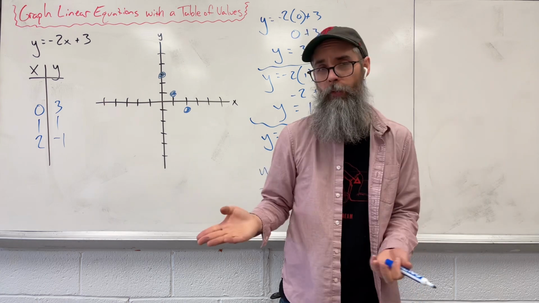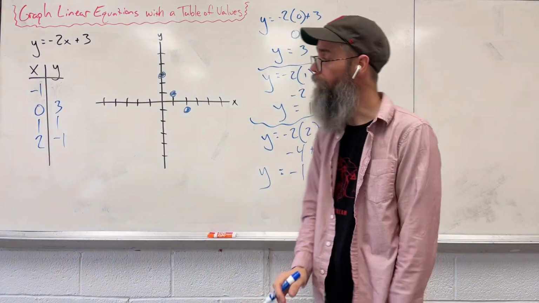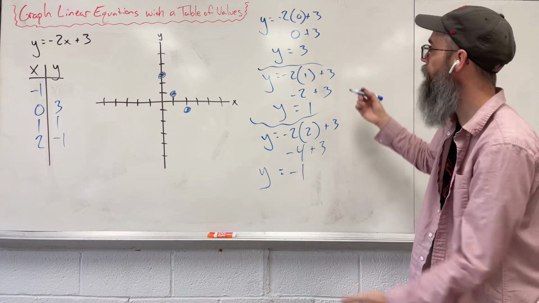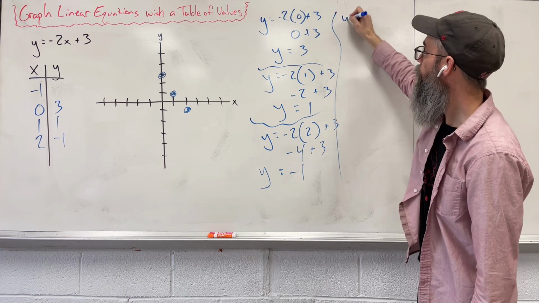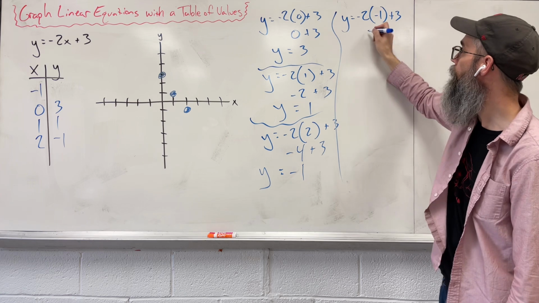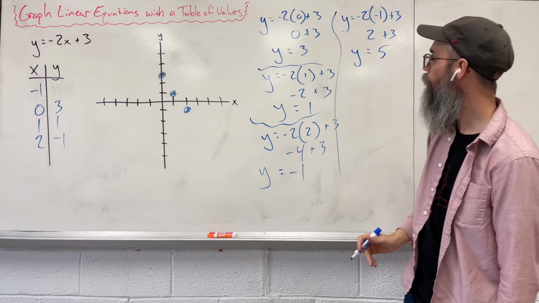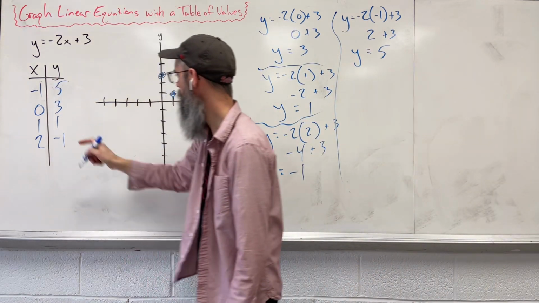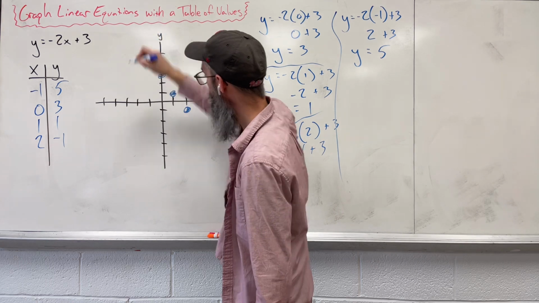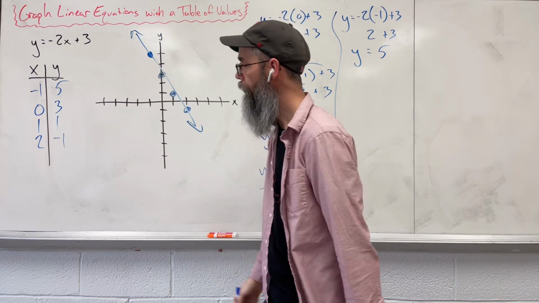Now, what if you want to plug negative numbers in? Well, we could plug a -1 in or a -2 or whatever. It should still fall in line with everything else, and let's try. We're going to say y equals -2 times -1 plus 3, giving us 2 plus 3, which is 5. So when I plug -1 in, I get a 5. Okay, does that fall in line with everything? So go back 1, go up 5. That's pretty good.